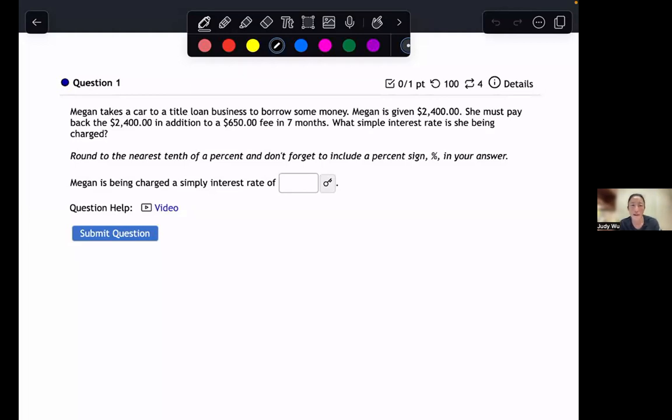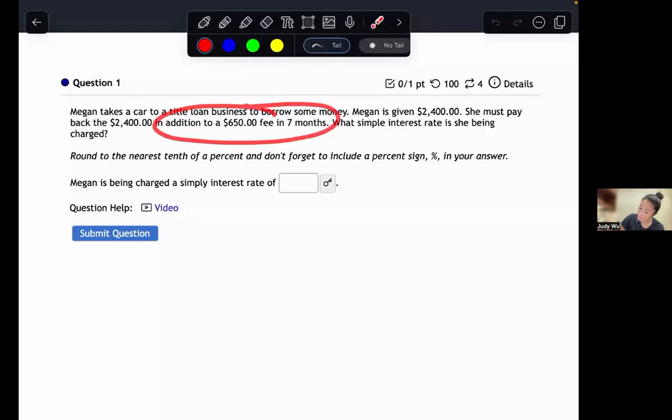Megan takes a car to a title loan business to borrow some money. In fact, she is given $2,400. She must pay back the $2,400 and a $650 fee in 7 months. What simple interest rate is she being charged?